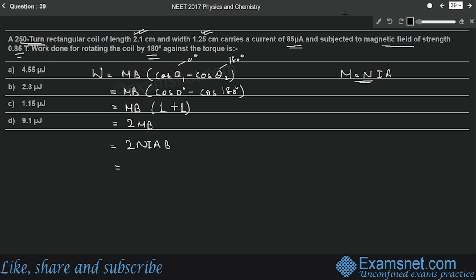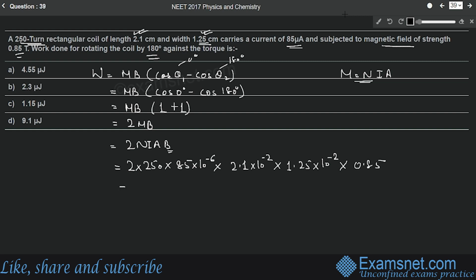So let's put the values here. 2 into number of turns is given as 250. Current is given as 85 microampere, that means 85 into 10 to the power minus 6 ampere. Then area will be length into breadth. So length is 2.1 centimeter, that means 2.1 into 10 to the power minus 2 meter, and breadth or width is 1.25 centimeter, again 1.25 into 10 to the power minus 2 meter. Okay, and then we have the magnetic field strength, that is 0.85 Tesla.